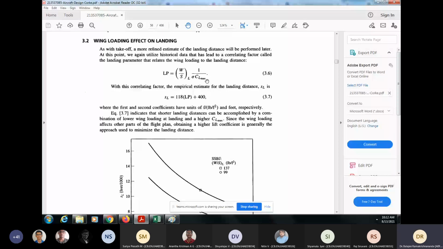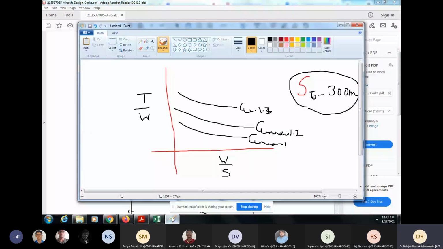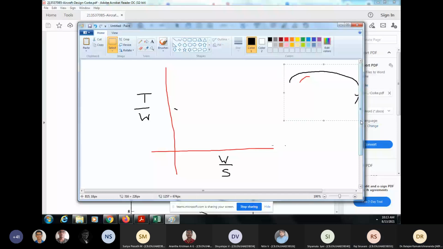Now, here also you use equations 3.6 and 3.7. What you see is there is no T by W in this equation, only wing loading. Correct? Yes, sir. T by W is not there. So, how will it look in this graph? Bother only with the same graph now. It will just look like a straight line.